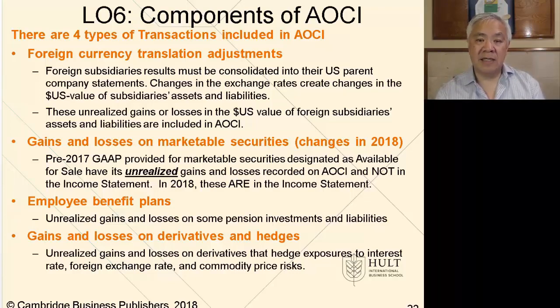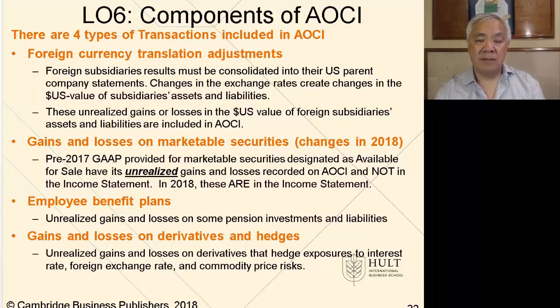Second, gains and losses. This is pre-2018. If it is after 2018, the rules will change and this will no longer be in play. There are certain passive marketable securities that the companies may deem as available for sale, AFS. If they deem it as AFS and there's an unrealized gain or loss based on the market value changes, you do not record it against the income statement. It's recorded directly to AOCI.